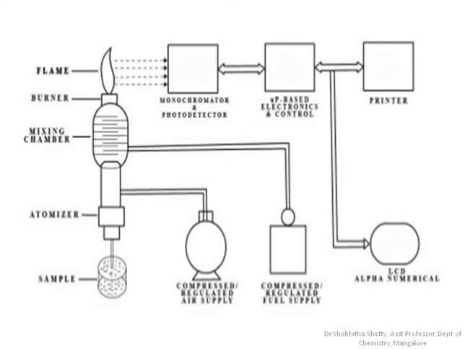As you can see in the diagram once again, you can see the sample solution, the atomizer, the mixing chamber followed by the burner, where you can observe the flame source. Once there is interaction between the element and the flame, the possible emission pattern is observed and detected by the photodetector, which in turn is converted into an electronic signal. So this is about the instrumentation part of the flame photometer.